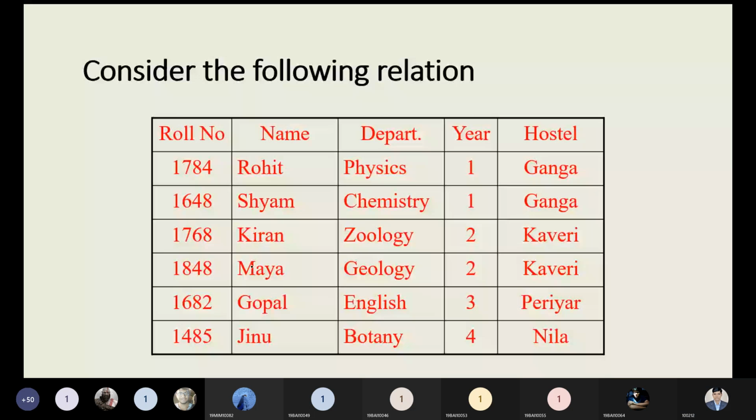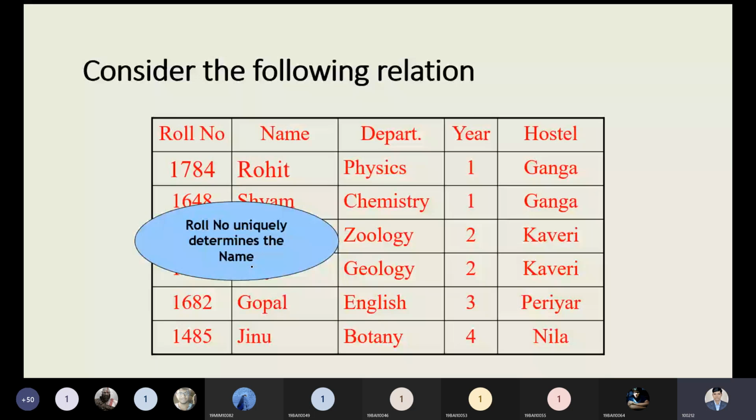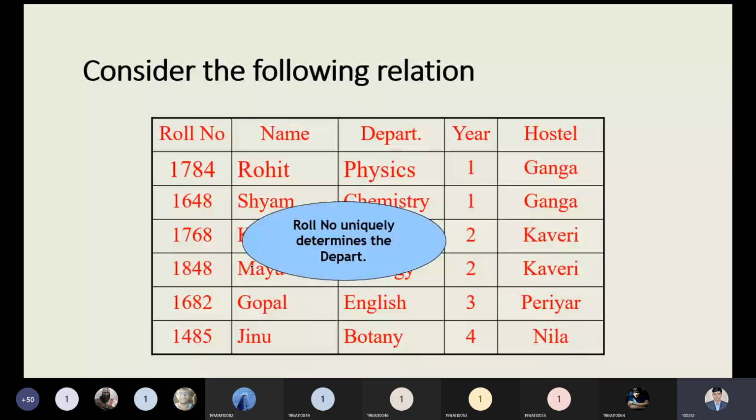Now, can I say roll number uniquely determines the department of the student? Yes, sir. Okay. Suppose I'm asking you, what's your name? Sir, Shivam. Shivam Bajpayee.